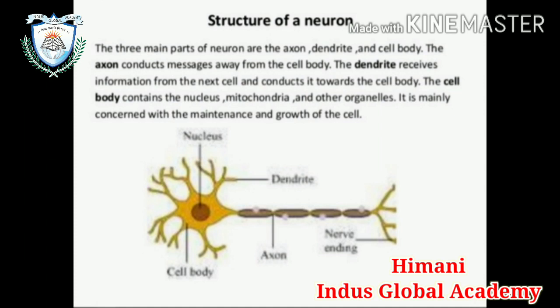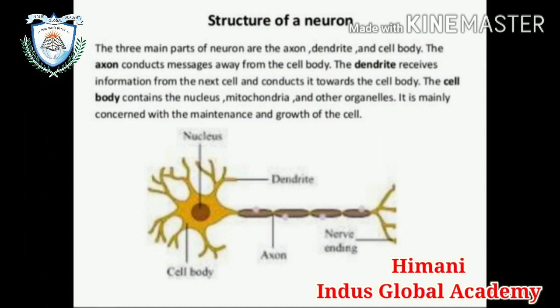Structure of the neuron. There are three parts of the neuron: the axon, dendrites and cell body. As you see in the picture, the axon conducts messages away from the cell body. And what is the role of the dendrite? The dendrite receives information from the cell and conducts it toward the cell body. The cell body consists of the nucleus, mitochondria, cytoplasm and other organelles. It is mainly concerned with the maintenance and growth of the cell.